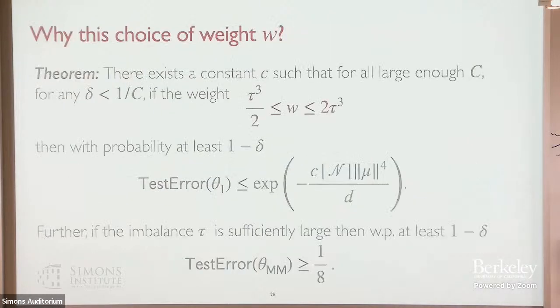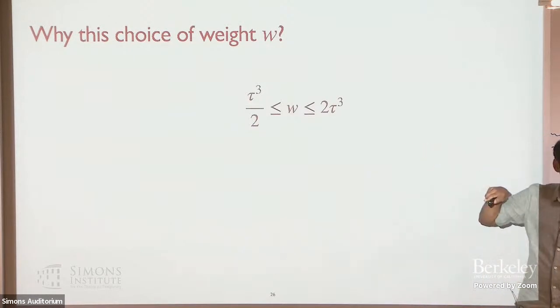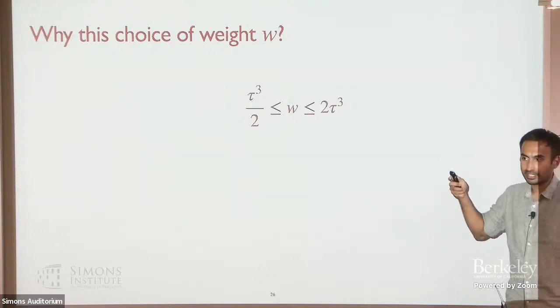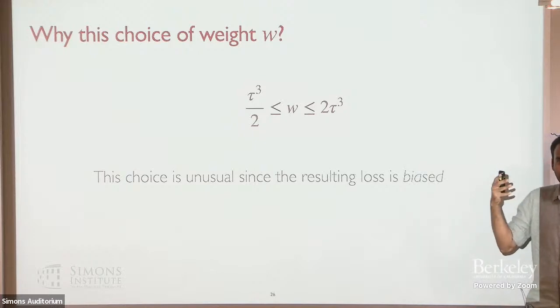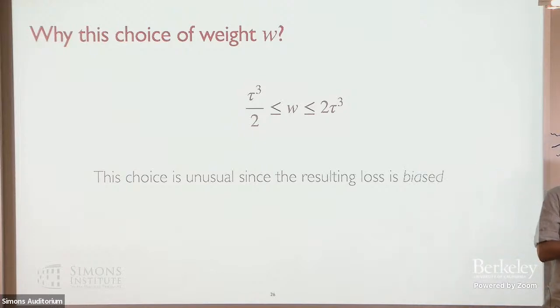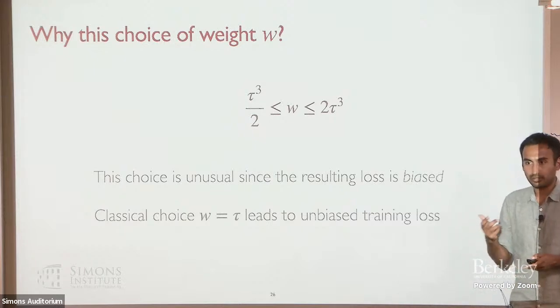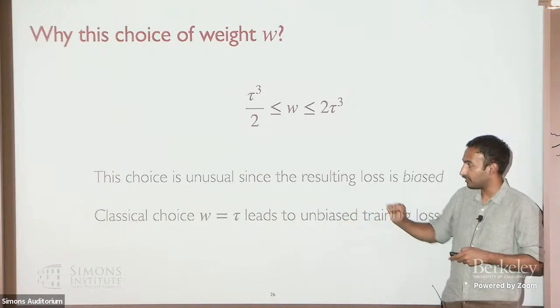Okay, so first thing is why set the weights this way? I specified a pretty unusual choice for the weights. I asked you to set the weights as tau cubed. That's not a standard choice. If you set w equals tau cubed, the resulting loss that you get is biased. It's not an unbiased estimate of the test loss. The classical choice in classical statistics tells you that you should set w equals tau.